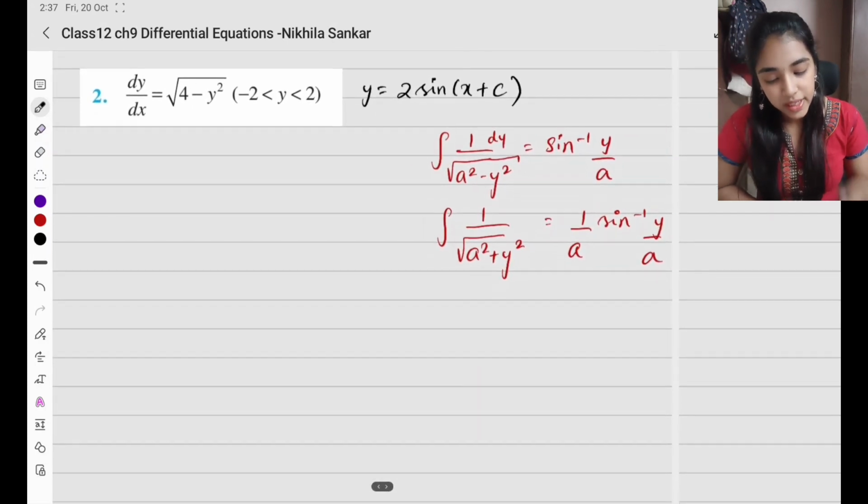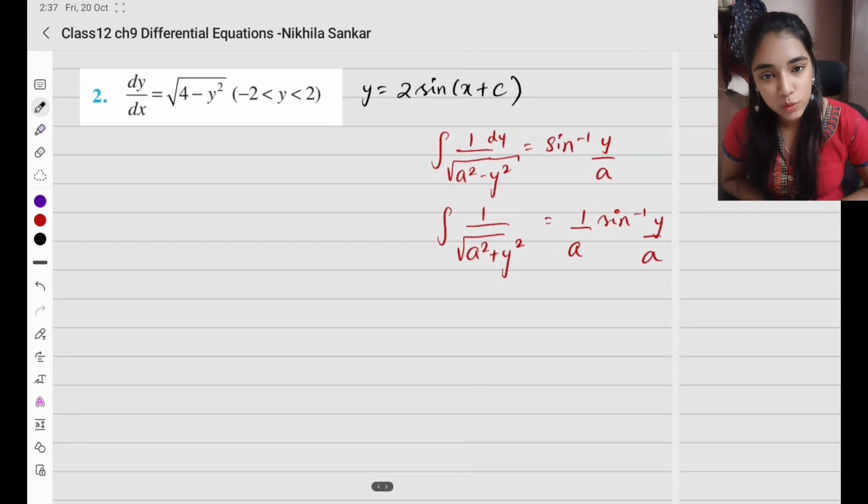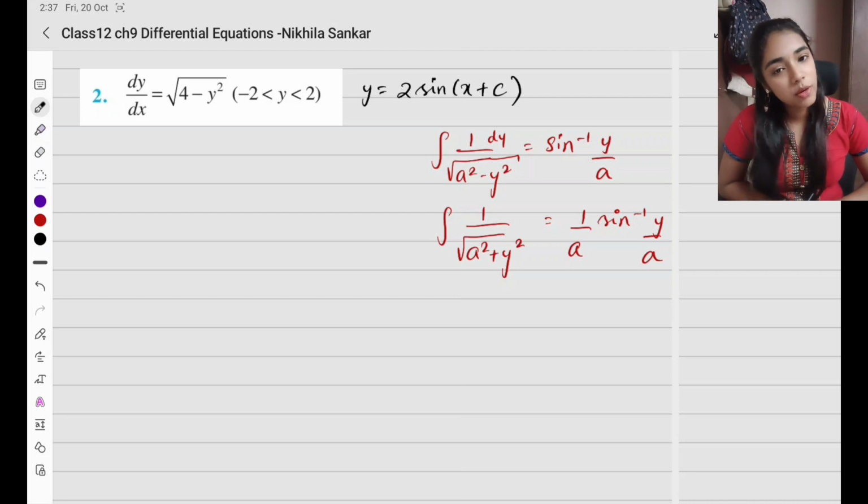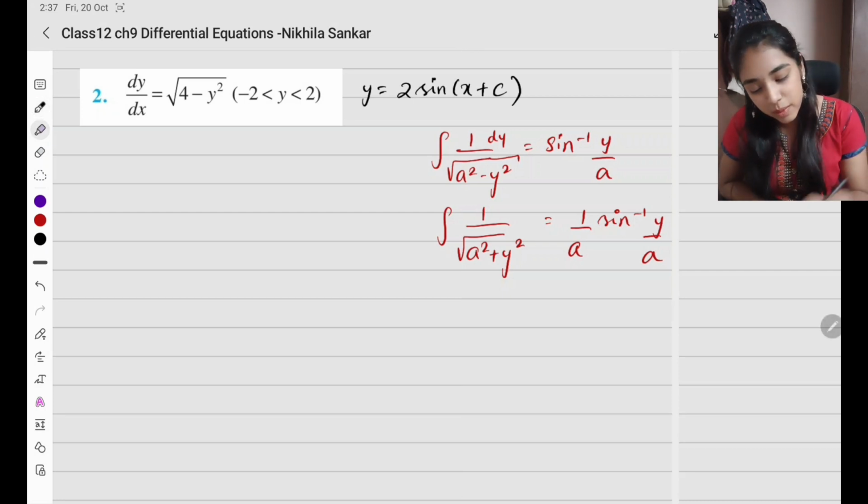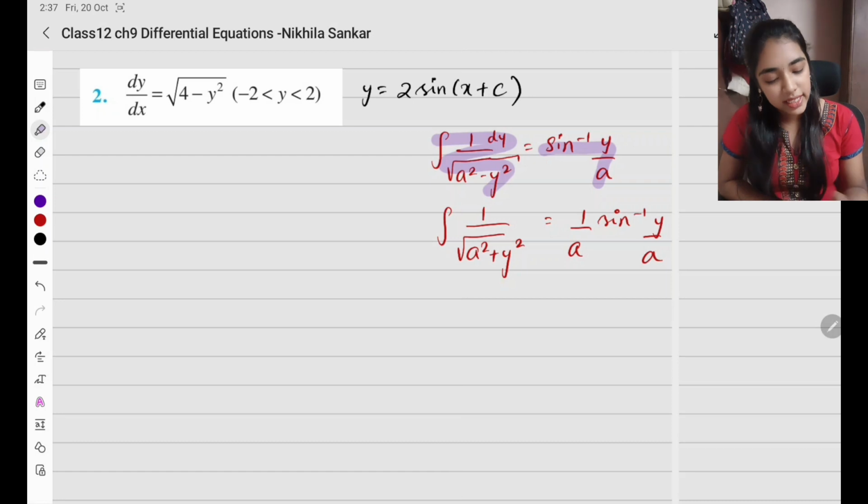Question number 2. dy by dx equals square root of 4 minus y square. இது எந்த form-ல இருக்கு? a square minus y square form-ல இருக்கா? a square minus y square னா நம்ம என்ன படிச்சிருக்கோம்? You know that the integral of 1 by square root of a square minus y square gives you sin inverse of y by a. இதே a square plus y square இருந்ததுனா you have to include this 1 by a. Okay, இந்த formula ஞாபகம் வச்சுக்கோங்க.